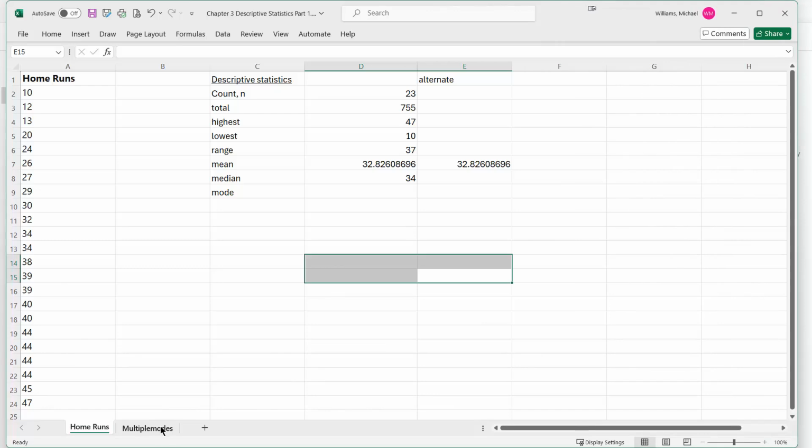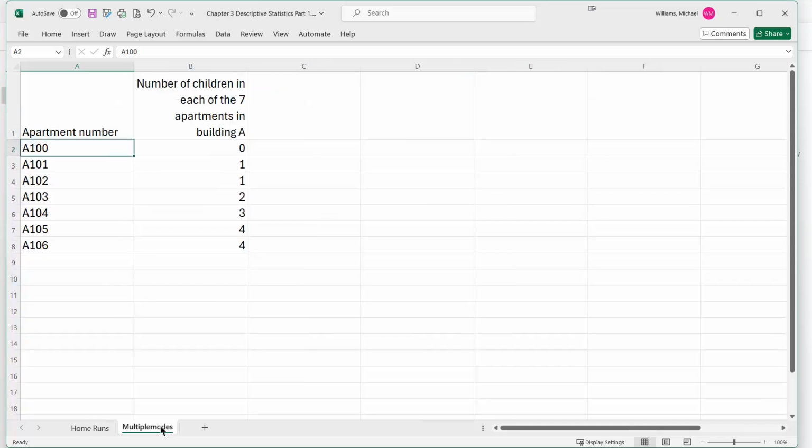See down here? I made an example to show you there can be more than one mode. I've made up some fake data. This is not real data. I'm pretending there's an apartment building in an apartment complex or something, and the apartment building has 7 apartments in it. And you decided to figure out how many children live in each one. So these are the number of children that live in each of the 7 apartments.